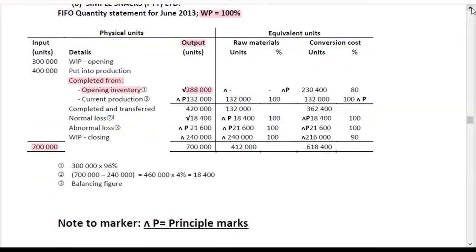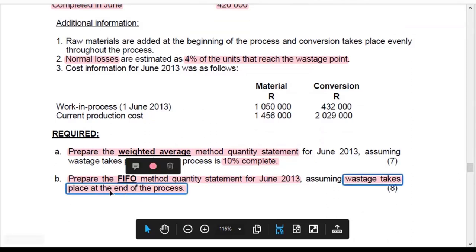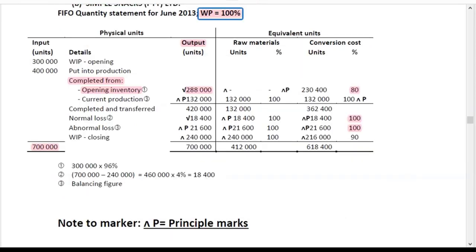The other thing I got wrong is the conversion cost under normal loss and abnormal loss. I used 10% as well. The raw materials I got right, but when it comes to conversion, I used 10%. That's when the value goes down and becomes different from the answers. But I get why I got it wrong. Yes, you continued with the wastage point of 10% as opposed to reading the question saying that it's at the end. Yes, I failed to read where it says at the end of the process. That's where the problem started, I guess. Okay, cool.